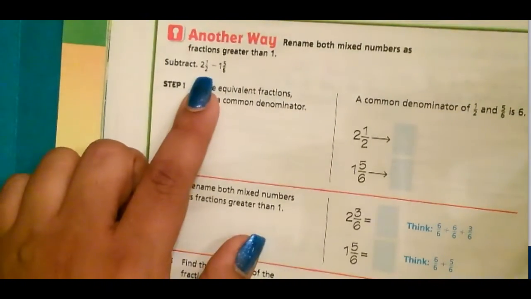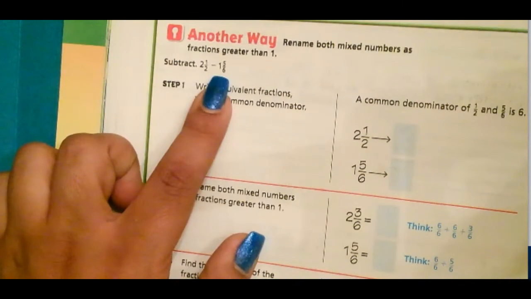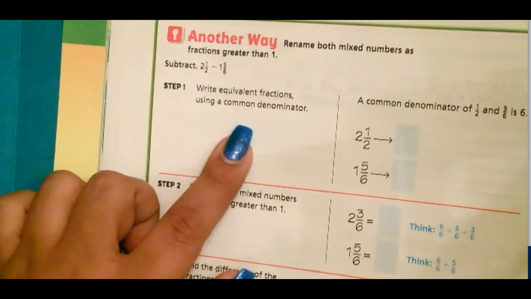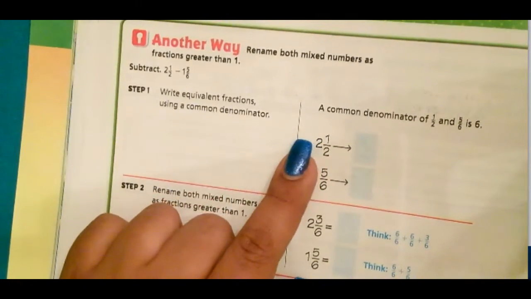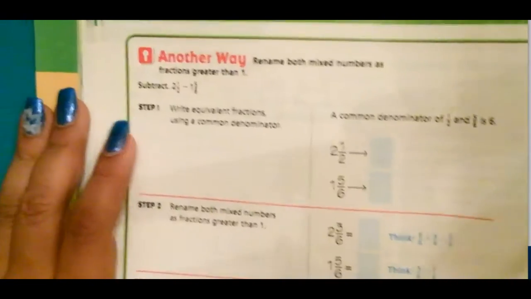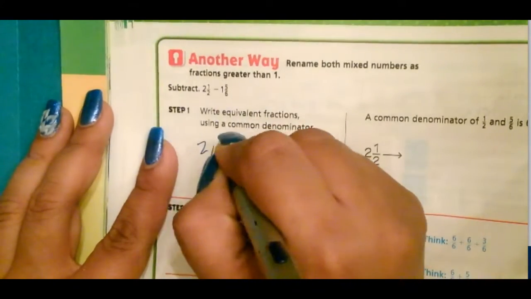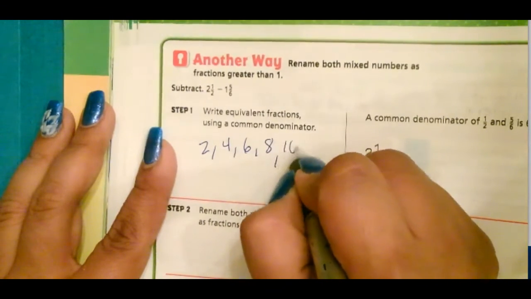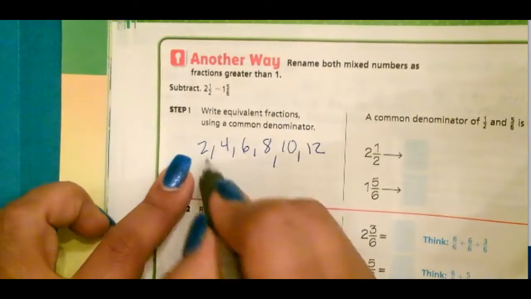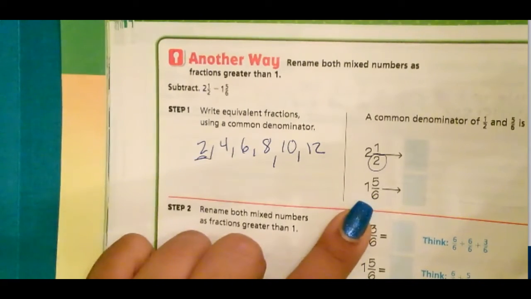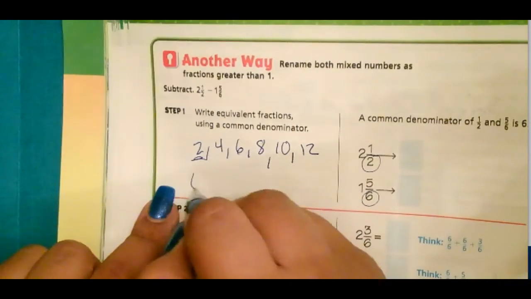Okay, so in this example, we have 2 and 1/2 minus 1 and 5 over 6. So we are going to write the equivalent fraction first. And to do that, we have to find the common denominator. So we want to write our multiples: 2, 4, 6, 8, 10, 12. These are my multiples for 2. The reason why I'm doing 2 is because my denominator is 2. Now I'm going to find my multiples for 6.